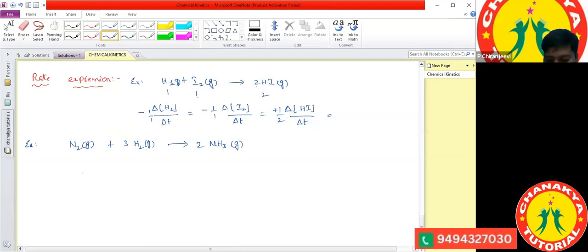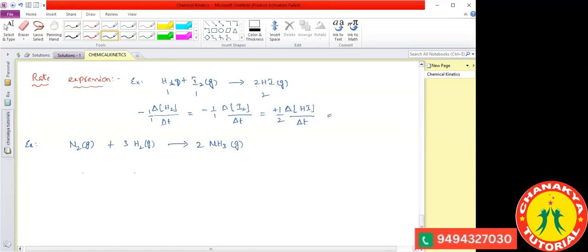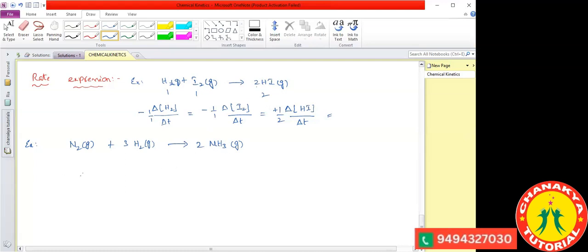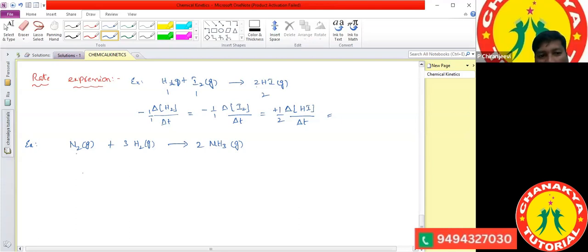But first, what are the reactants and what are the products? N2 and 3H2 are reacting, sir. Nitrogen and hydrogen are the reactants here. Ammonia is the product. Yes. Okay.